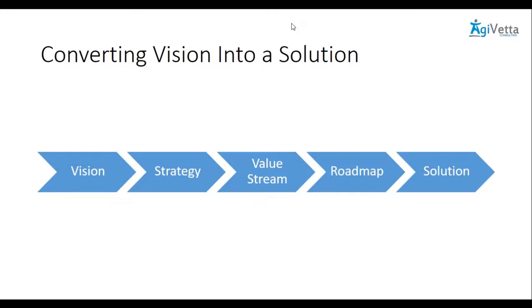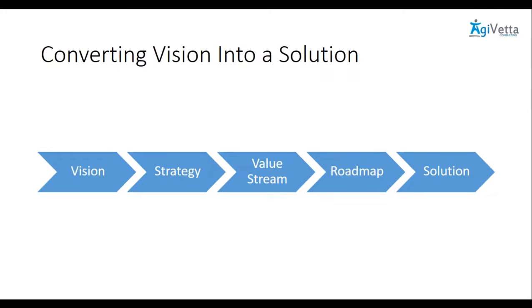Ideally, what is happening here? The vision of the customer or vision of the organization to deliver a solution to the customer goes through a chain. It goes through a chain. Vision is converted to a strategy. Some strategic items are taken. Strategy leads to some value.